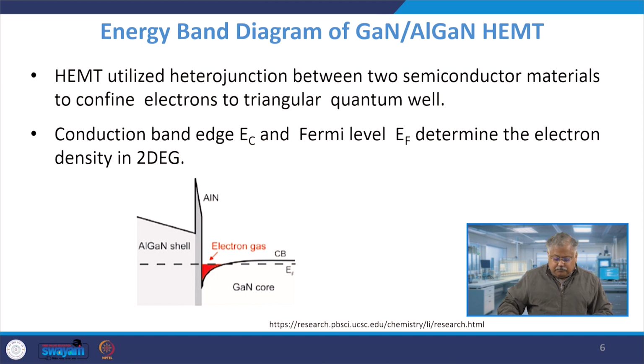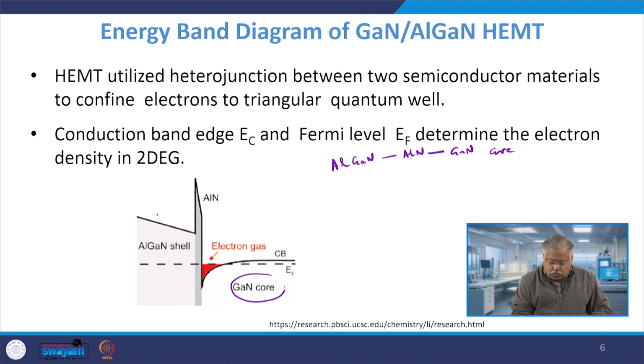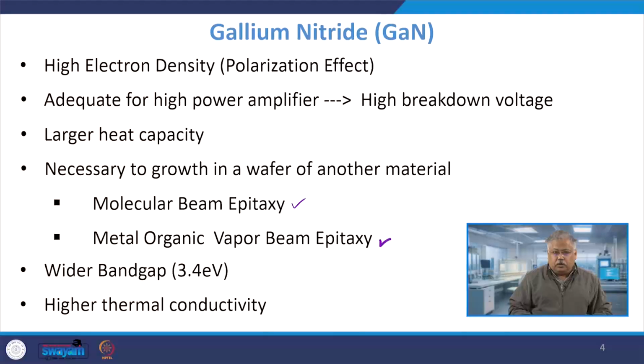How does it do that? If you look very carefully, I have this AlGaN layer, sandwiched between aluminum nitride, and then a gallium nitride core. So, this is the gallium nitride core here, this is the aluminum nitride, and this is the aluminum gallium nitride shell, and we are looking from top to bottom.